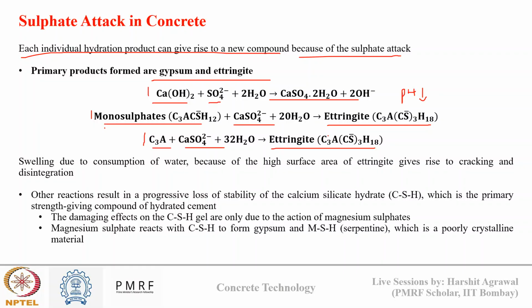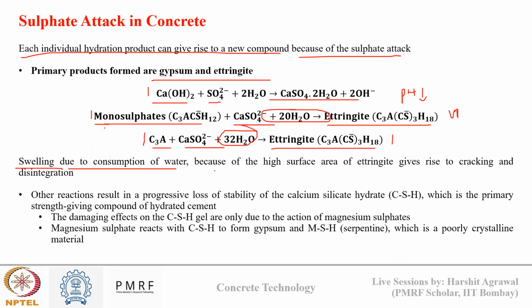Okay, so we have ettringite formation, and as we have seen earlier, like in the week 1 or week 2 session, monosulfate or ettringite formation leads to an increase in volume. If ettringite is forming in the hardened state, then it will cause degradation in concrete due to that increase in volume. When this reaction happens, due to the conversion of monosulfate to ettringite, this swelling also occurs due to consumption of water. So you can see there is a lot of water that is consumed in these reactions.